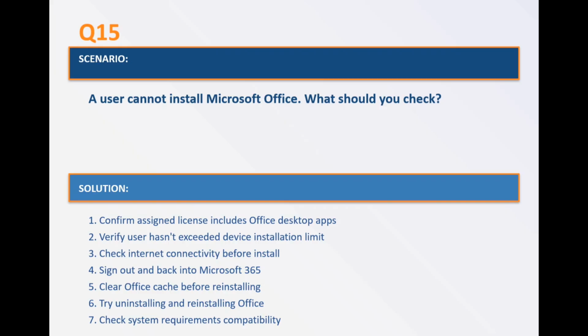Scenario 15. A user cannot install Microsoft Office. What should you check? Confirm the assigned licenses include Microsoft Office desktop apps. Ensure the user has not exceeded the device installation limit and verify internet connectivity before reinstalling Office.